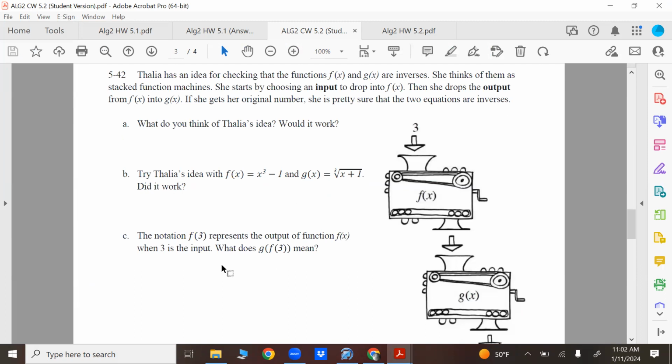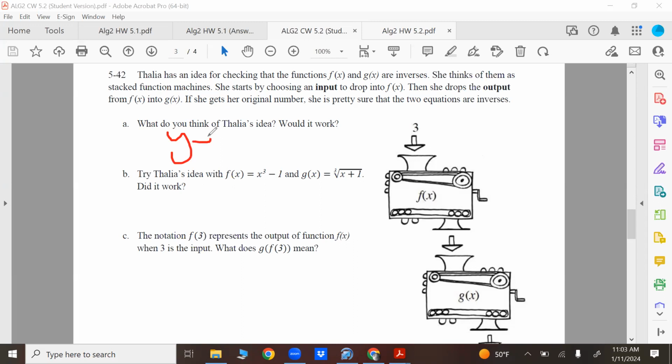Okay, 542. Talia has an idea for checking that functions f and g are inverses. She thinks of stacked function machines. She starts by choosing an input to drop in f of x. Then she drops the output from f of x into g of x. If she gets her original number, she's pretty sure the two equations are inverses.